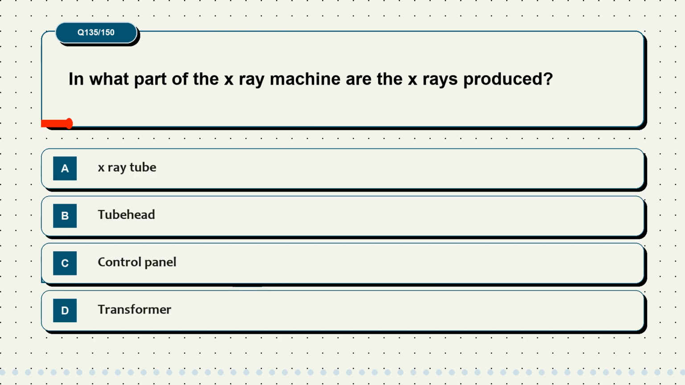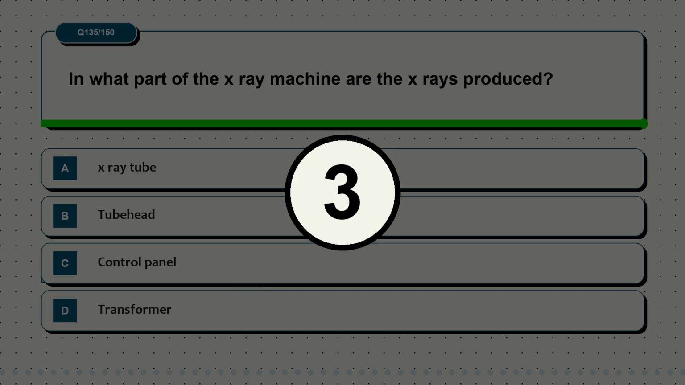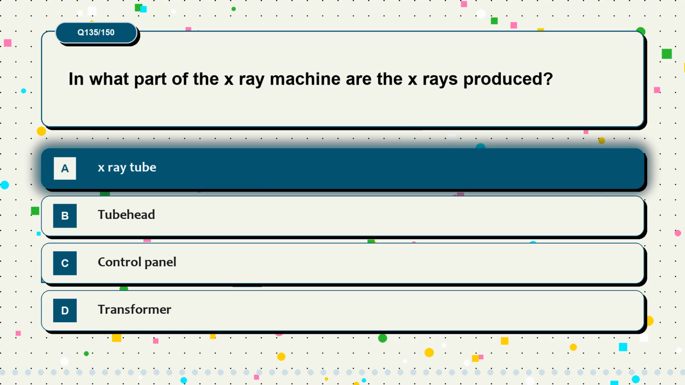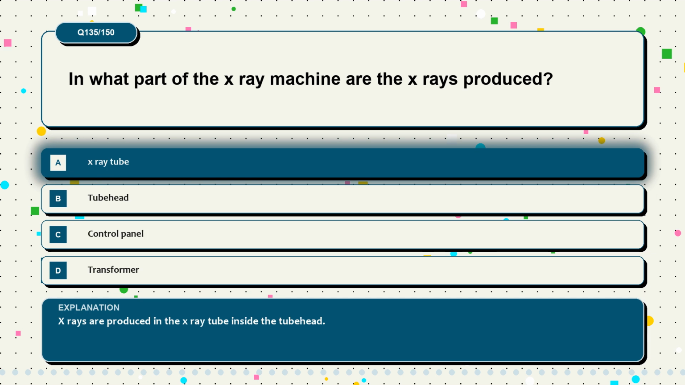Question 135. In what part of the X-ray machine are the X-rays produced? Here are the options. Option A, X-ray tube. Option B, tube head. Option C, control panel. Option D, transformer. The correct answer is option A, X-ray tube. X-rays are produced in the X-ray tube inside the tube head.